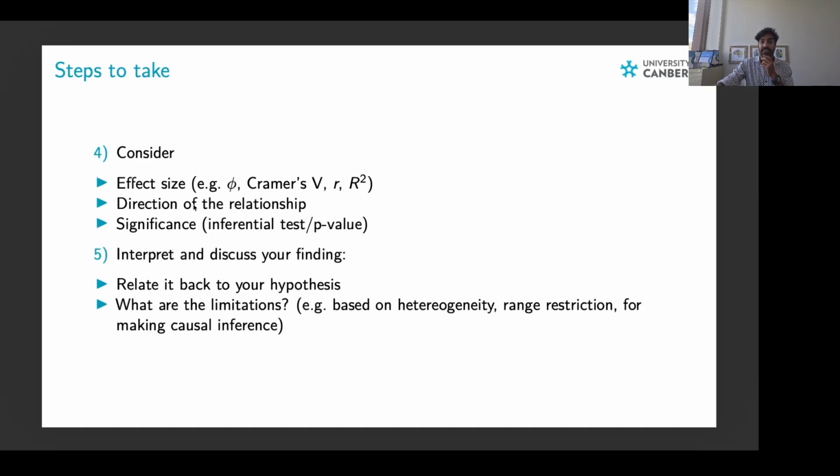You want to consider effect sizes. So how big is your effect size? You look at phi or Cramer's V, your correlation coefficient or your coefficient of determination. Look at the direction of the relationship. Is it positive? Is it negative? And the significance from the p-value, statistical significance. And remember that statistical significance alone doesn't show you that it's clinically significant or meaningful. We have to take into account the effect size to understand that more. And you can interpret and discuss your findings and relate it back to your hypothesis. What are the limitations? Consider heterogeneity and range restriction for making more causal inferences.